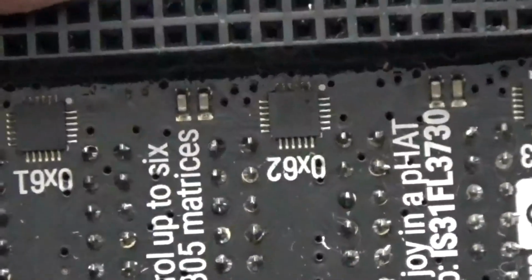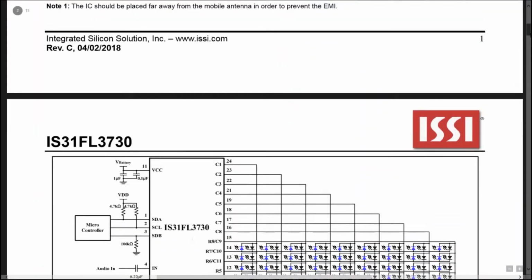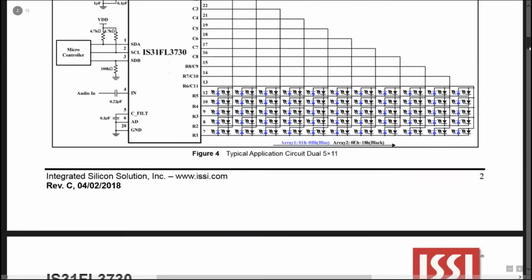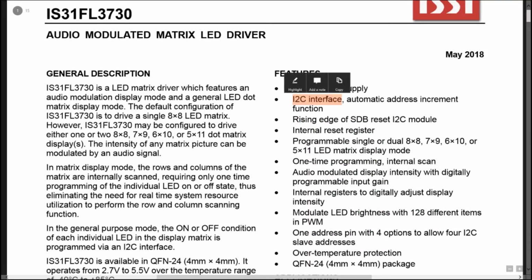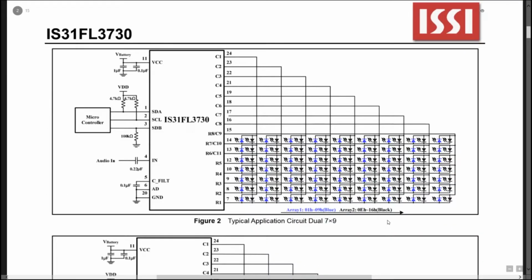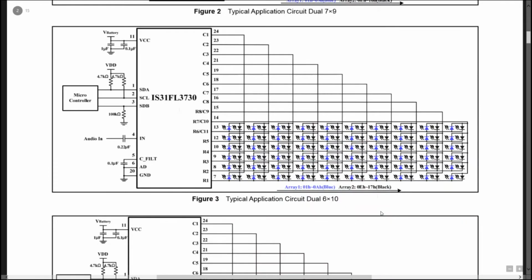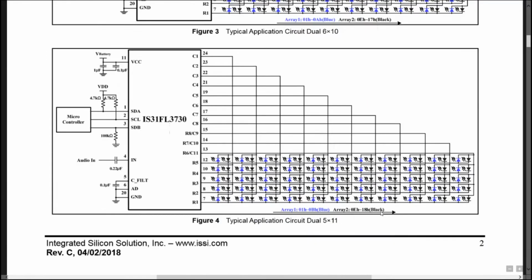Looking at the circuitry on this board, the chips appear to be the entire circuit barring a few bypass capacitors. Here is the datasheet for the IS31FL3730, and it is conveniently only 15 pages, so maybe it'll be pretty easy to dissect. This chip name, however, is not as easy to say, so I'll start calling it the FL3730. Right away, I can see the chip uses I2C to communicate with the MCU. At the top of the datasheet, there are a few typical application circuit schematics showing the wiring for different supported matrix layouts. This chip supports 8x8, 7x9, 6x10, or 5x11 matrices.